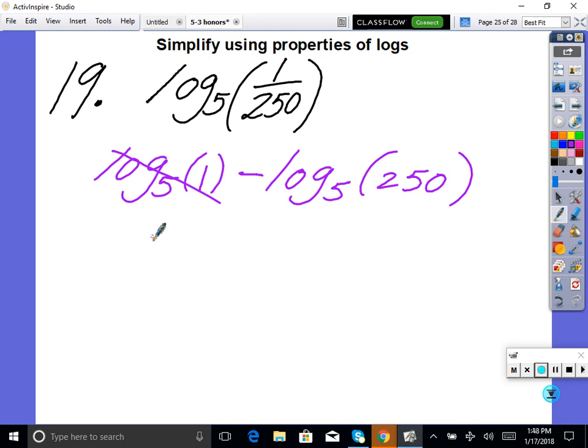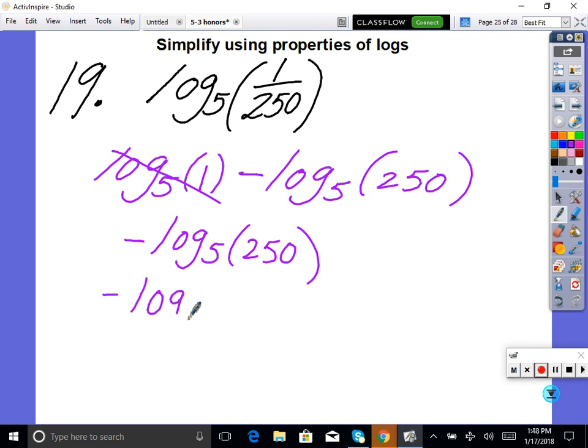So now we're just dealing with negative log to the base 5 of 250. Now keep in mind the goal, because people get stuck here. We want to write it as base 5 if possible, so things can cancel out. So 250, is it 5 to the anything power? No. Then think of how you could rewrite this.